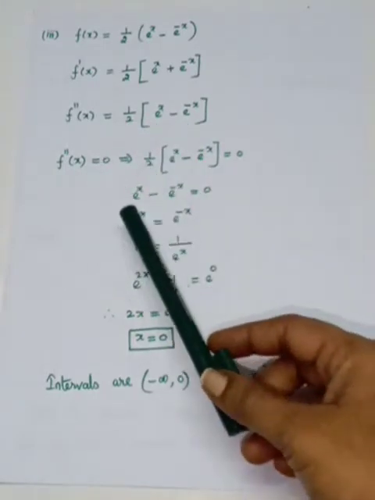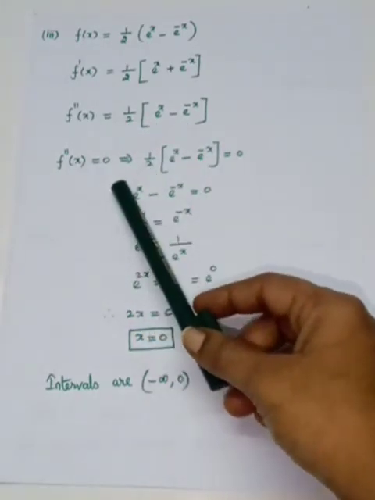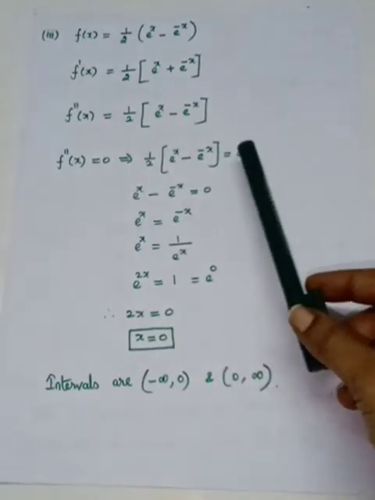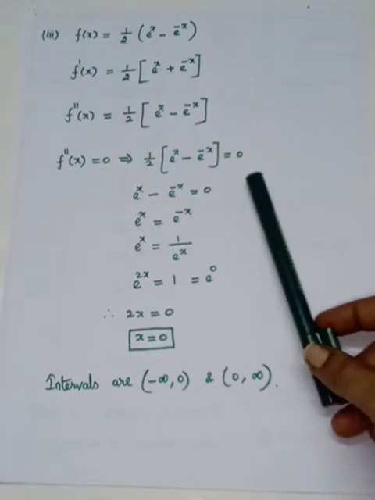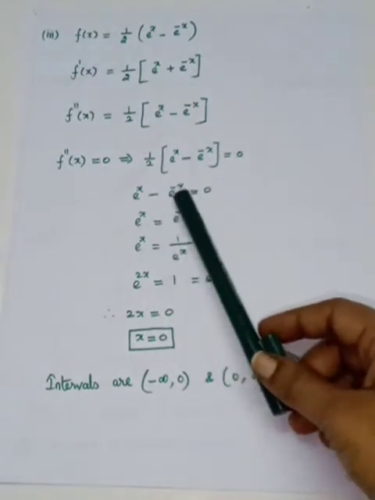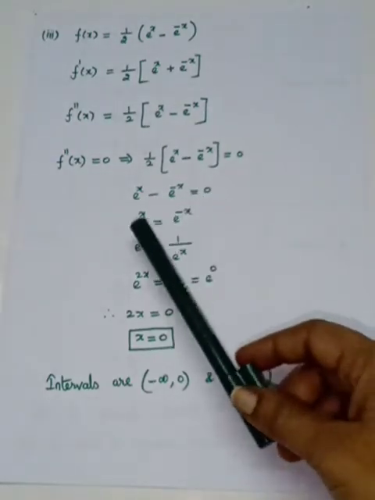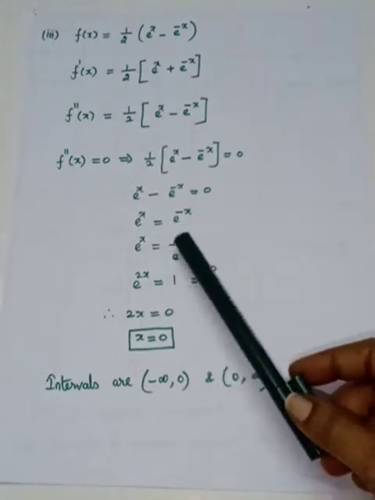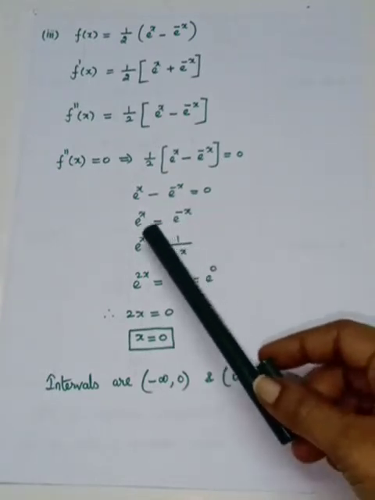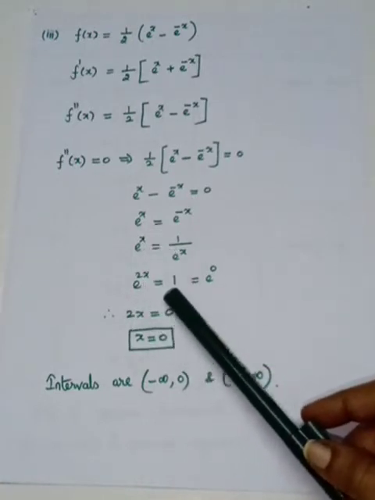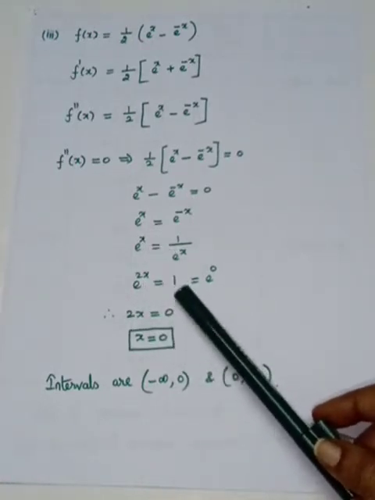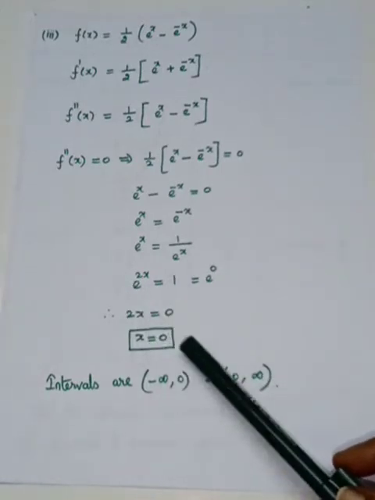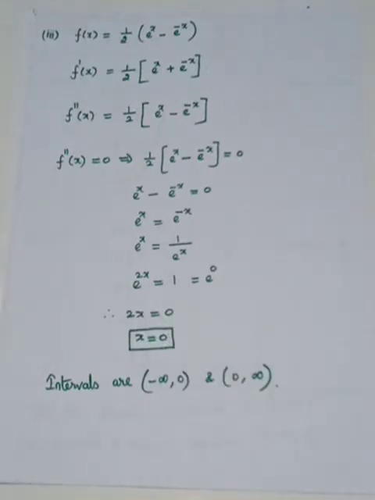So third step, what you have to do, f double dash of x is equal to 0. If you equate to 0, this half, when you take it to the right side, it will become 0. And e power x minus e power minus x is equal to 0. So e power x is equal to e power minus x. e power minus x can be written as 1 by e power x. If we cross multiply, e power 2x is equal to 1. The 1 can be written as e power 0. So 2x is equal to 0, x is equal to 0. You are getting a single point.